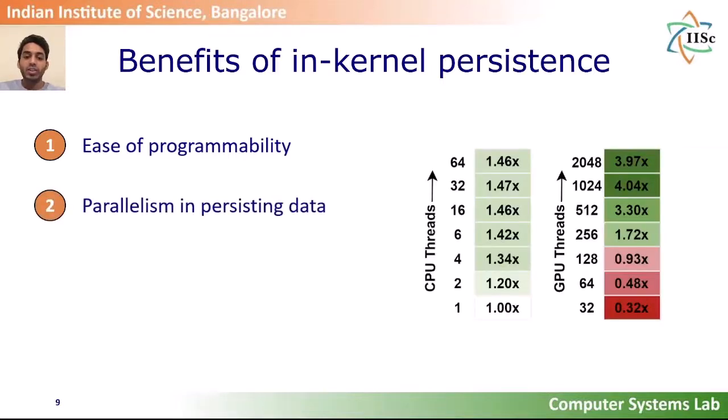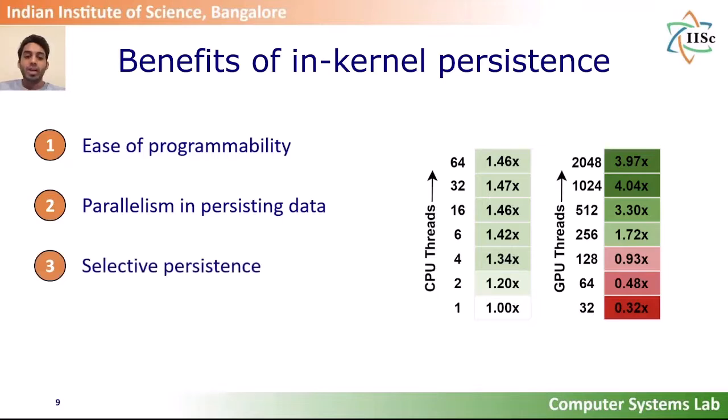Second, by relying on the CPU to persist the results of the GPU's computation, we lose the benefit of the GPU's massive parallelism when persisting results. To demonstrate this, we create a micro benchmark that writes and persists 1 GB of data from the GPU to the persistent memory. We vary the number of CPU and GPU threads persisting these results, and find that where multiple CPU threads could only provide 1.47x speedup over single-threaded CAP, GPUs can speed it up by up to 4x. Hence, in-kernel persistence can significantly optimize data persistence from a GPU.